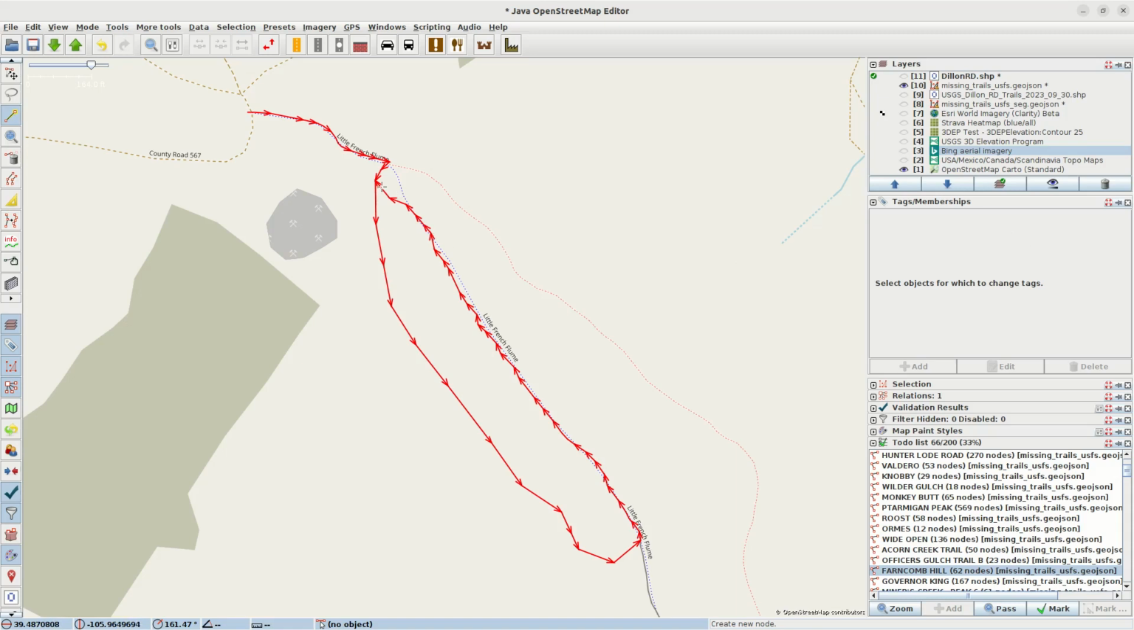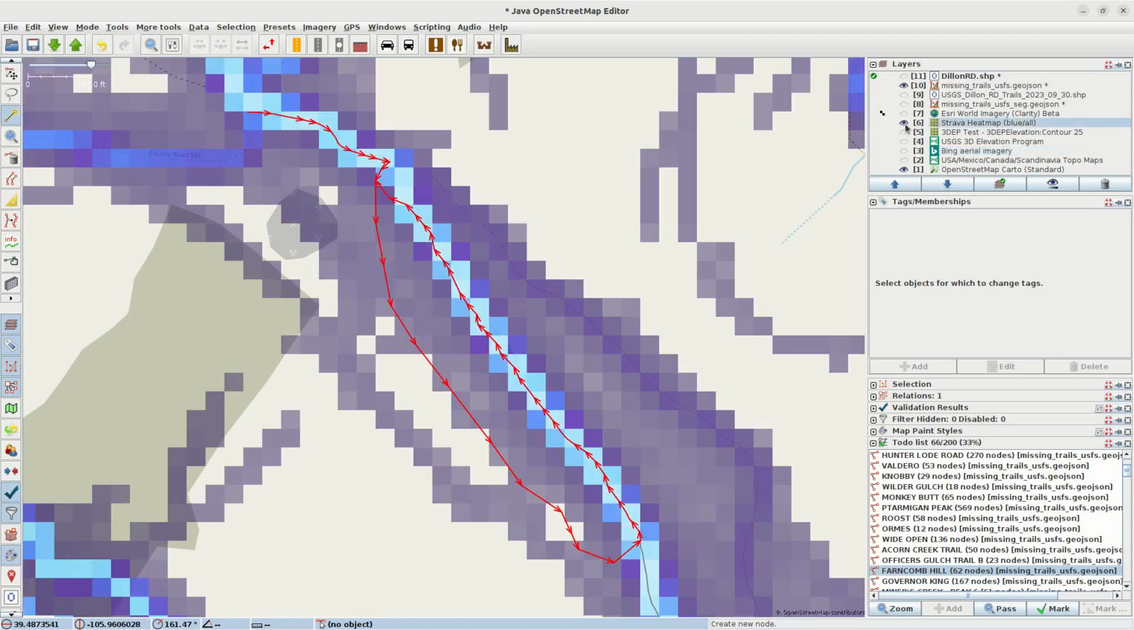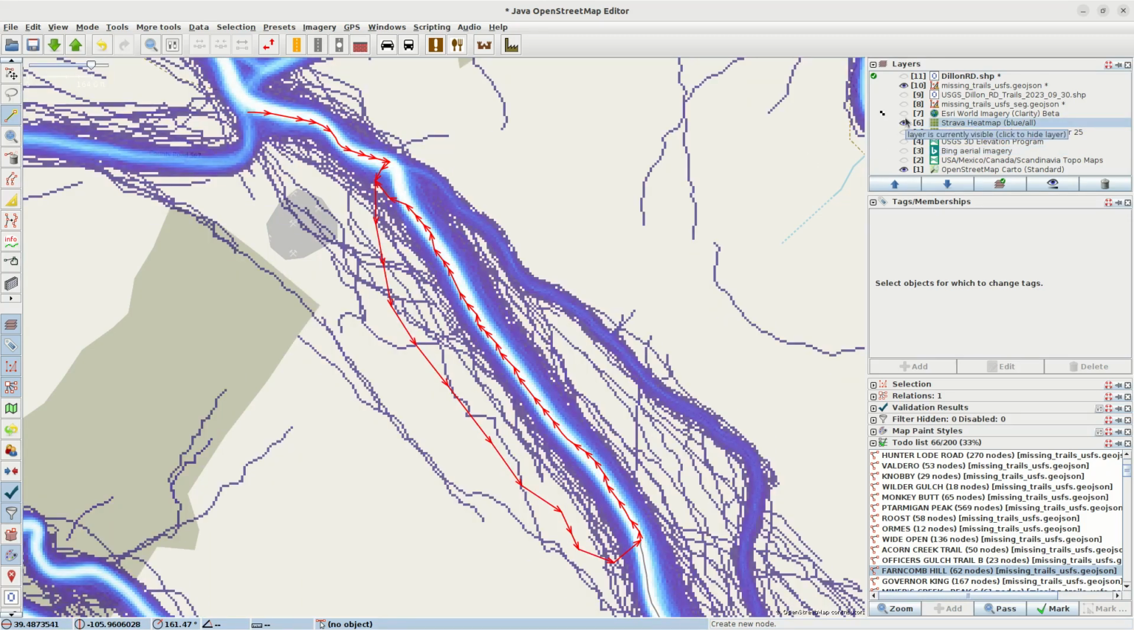Farncombe Hill. You can see that OpenStreetMap depicts this section to the northeast. They call it Little French Flume. So I'm not sure what the name actually is, but this section to the southwest does not exist. So there's no one traveling on it according to Strava. And USGS has the same thing.